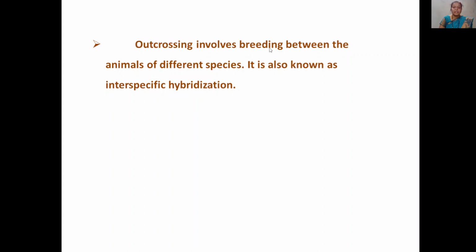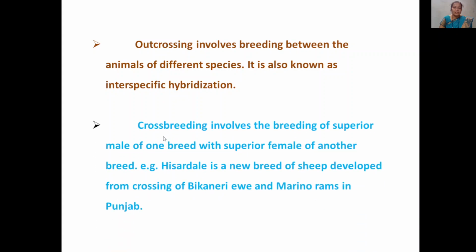Outcrossing involves breeding between the animals of different species. It is also known as interspecific hybridization. Crossbreeding involves the breeding of a superior male of one breed with a superior female of another breed. For example, Hisardale is a new breed of sheep developed from crossing of Bikaneri ewe and Merino rams in Punjab. Go to next slide.